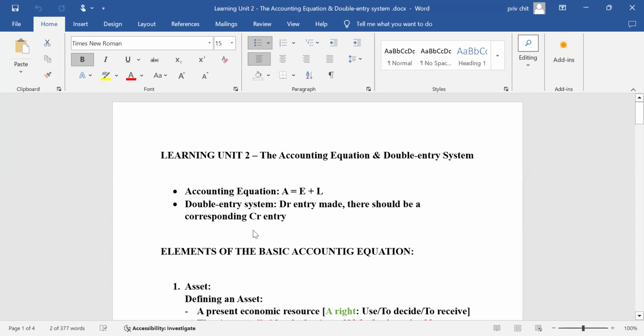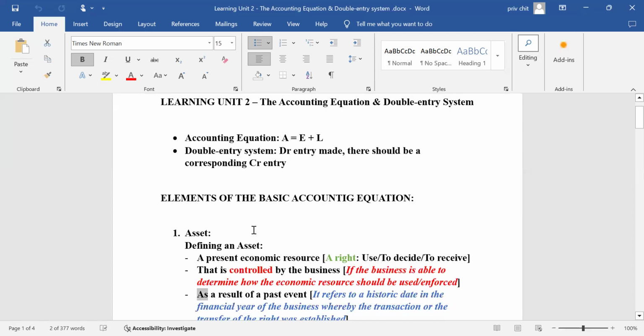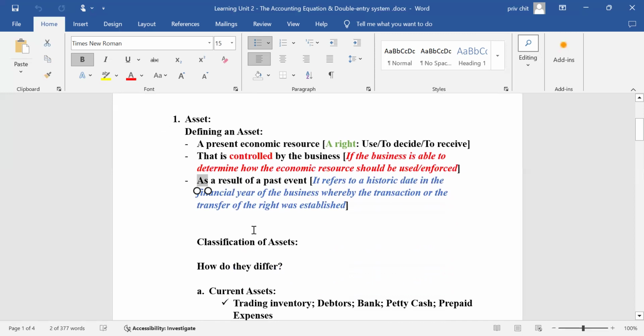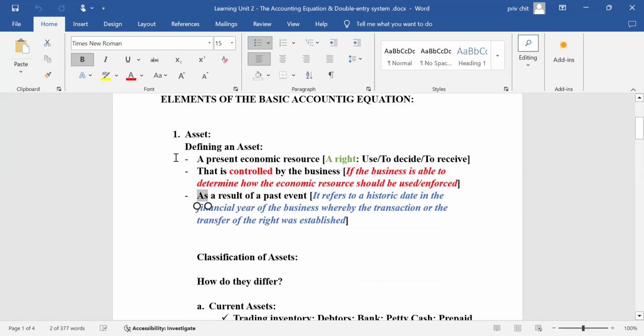Normally, this happens whenever a transaction transpires. And so I began to explain the elements of the basic accounting equation. To be particular, I touched on assets in greater detail. I explained what an asset is in terms of its definition: it's a present economic resource, which is under the control of the business entity as a result of a past event. So that's what an asset is by definition.